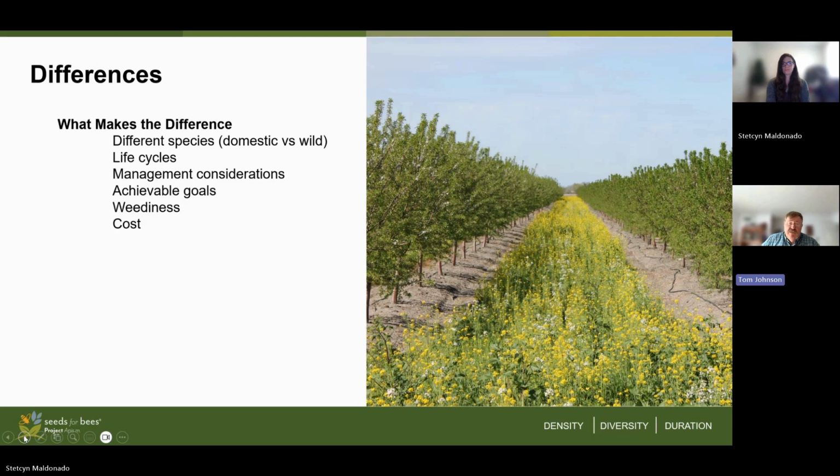The differences. The difference between species: you have domestic plants versus wild plants. And that makes a difference in the life cycles that are out there. Some are warm season growing, some are cool season growing, some sprout in the spring, some sprout in the fall in the native vegetation. And a cover crop is generally planted in the fall to take advantage of our rainfall in California or wherever you're at.